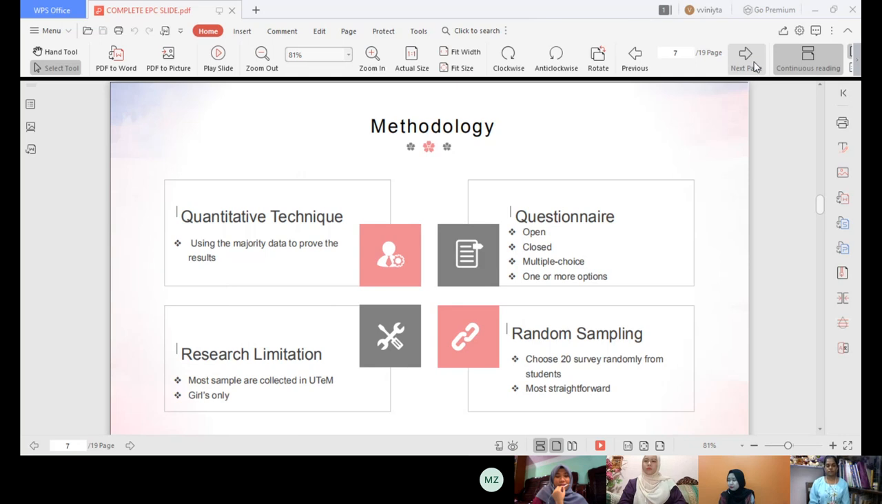Lastly, the research limitation is also a point of methodology. Most of the sample is collected in UTEM. We focus only on female students. This is because female students may be reluctant to speak about feminine hygiene products. That's all from me. Next, I pass to Zida. Thank you.